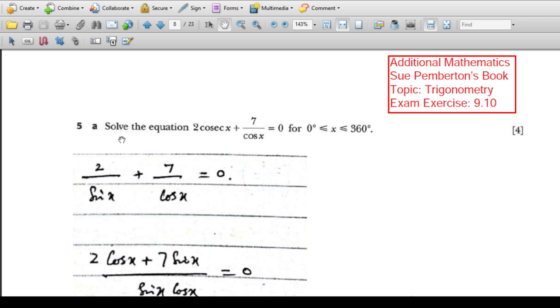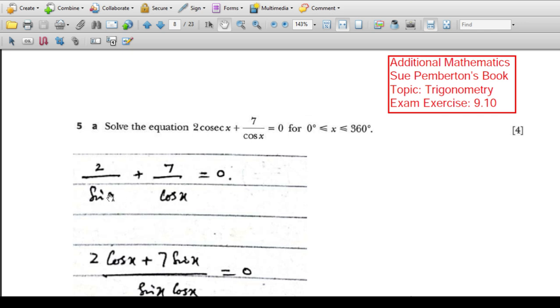Part A, solve the equation 2 cosec x plus 7 upon cos x is equal to 0 for the range of 0 to 360 degrees. The value of x is varying from 0 to 360 degrees. So here we have 2 upon sin x plus 7 upon cos x is equal to 0.